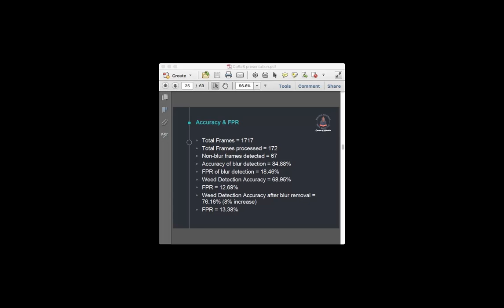Then we have weed detection accuracy, which is 95%. We have a false positive rate of the weed detection part, which is 12.7%. So we have a false positive rate of blur detection, which is 18.46%, and a false positive rate of weed detection, which is 12.69%. So the weed detection accuracy after blur removal increases to 76.16%, which is an 8% increase, with a false positive ratio of 13.38% after removal of blurred images. Next slide, please.